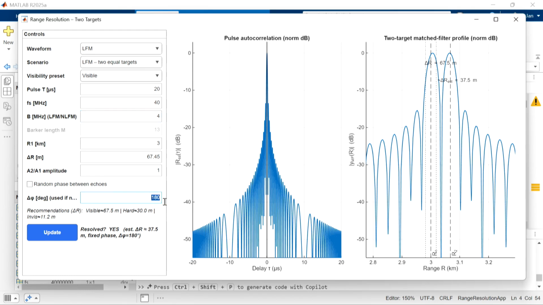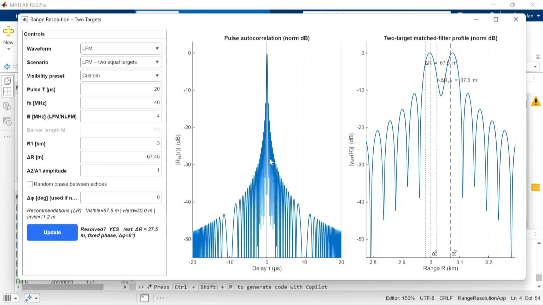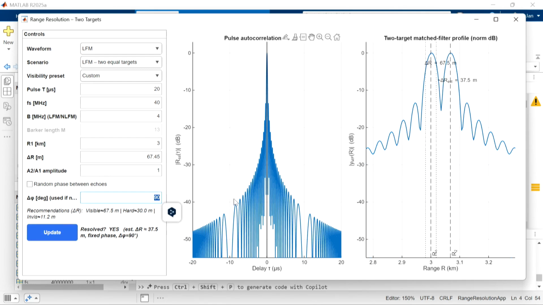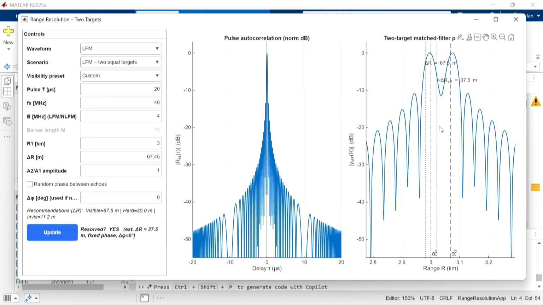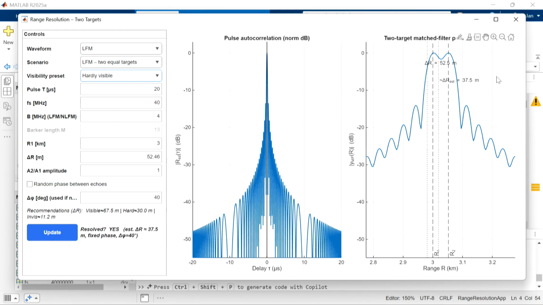And there you can see the phase change. So we will put 0. Did you see how changing just the phase, nothing else, changes the result? So 0 is the worst case, and I can still resolve. But if I do hardly visible, this is almost not possible to resolve. Due to noise, if there is noise, forget it. One main lobe with noise, no change.